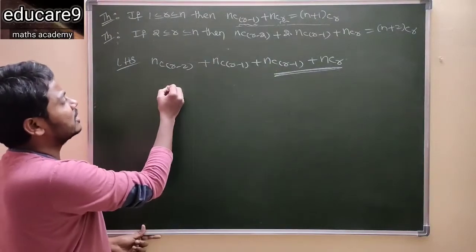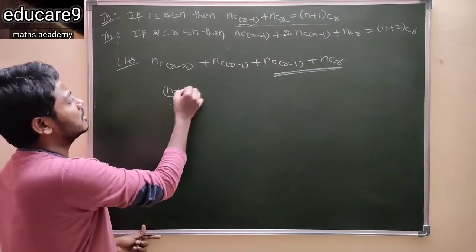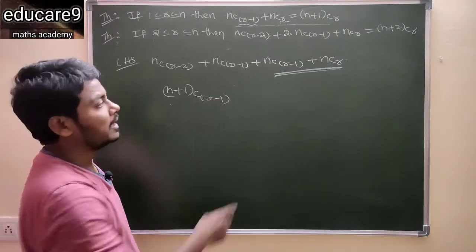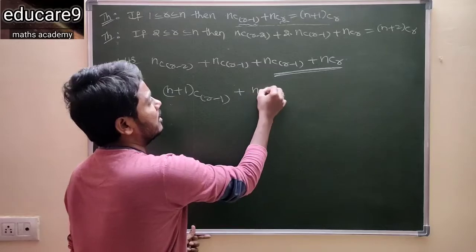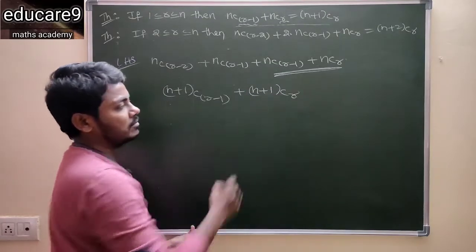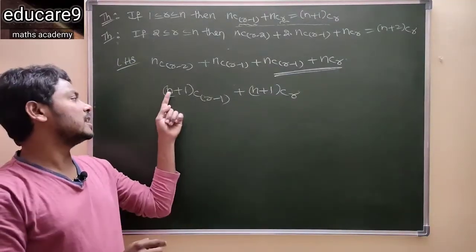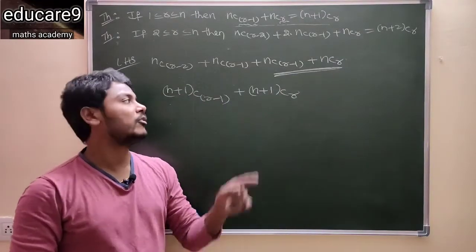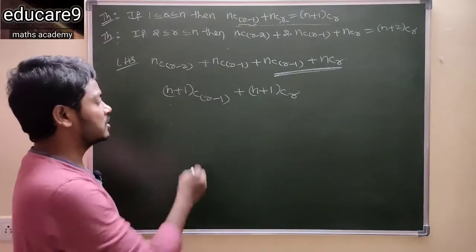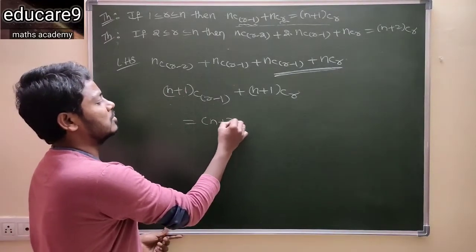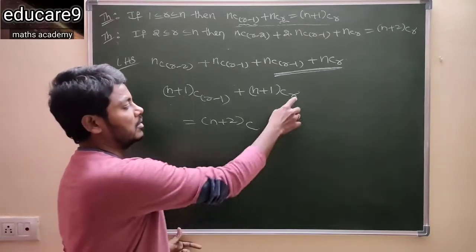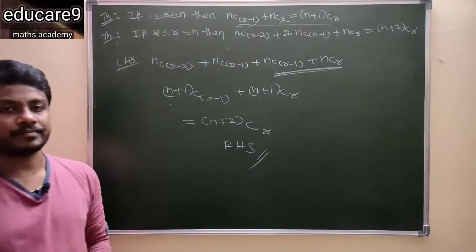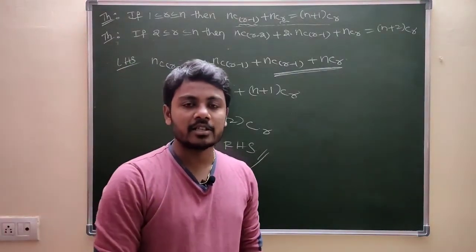So simply this is (n plus 1)C(r minus 1) plus (n plus 1)Cr. Again in the form of nC(r minus 1) plus nCr, we add 1 to this n plus 1. That is (n plus 2)Cr. This is the RHS. Okay, for the next session we will discuss more problems.